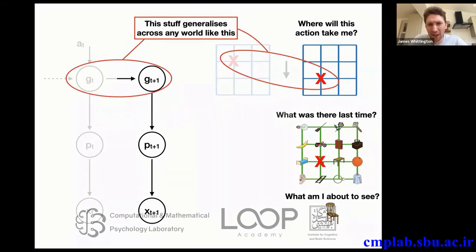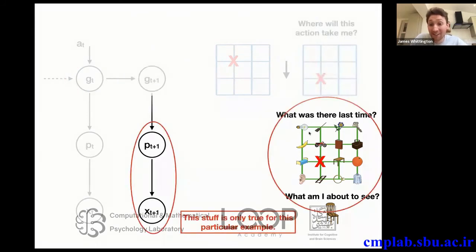The important thing here is this stuff at the top, these notions of the abstraction which don't care about any one particular world. That's rather useful because it means it generalizes to any world which has the same four-way connected structure. So these things care about all worlds, and these things down the bottom just care about the particular world that I'm in right now.